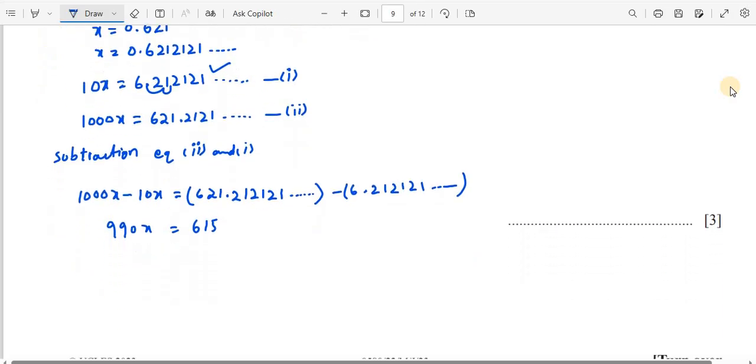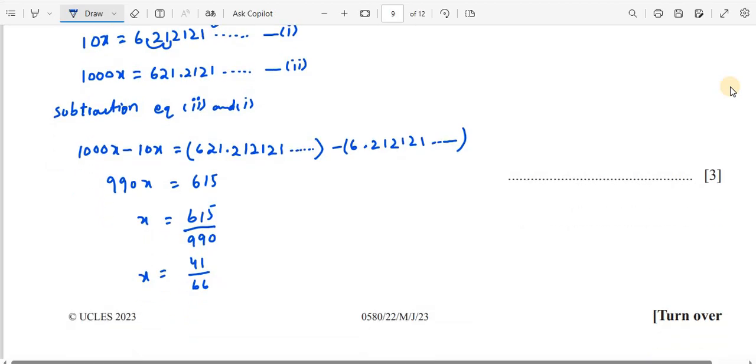So to find x, divide 615 by 990. After division we get 41 over 66. So the final answer is 41 over 66.